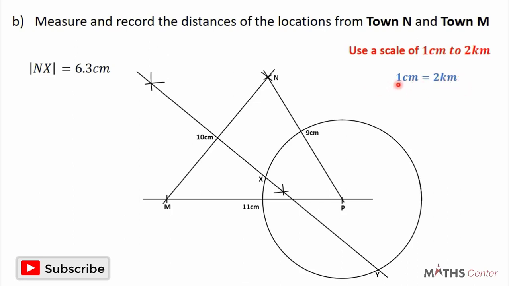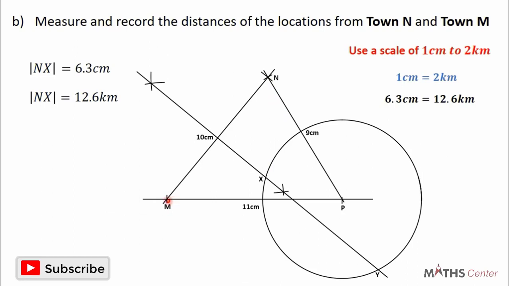So to convert the distance from centimeters to kilometers, you have to multiply the distance in centimeters by 2. We have 6.3 centimeters here. So if 1 centimeter is equal to 2 kilometers, then 6.3 centimeters will be equal to 2 times 6.3, which will give us 12.6. So 6.3 centimeters will be equal to 12.6 kilometers. So the distance NX, which is 6.3 centimeters, will give us 12.6 kilometers. We have now measured the distance NX.